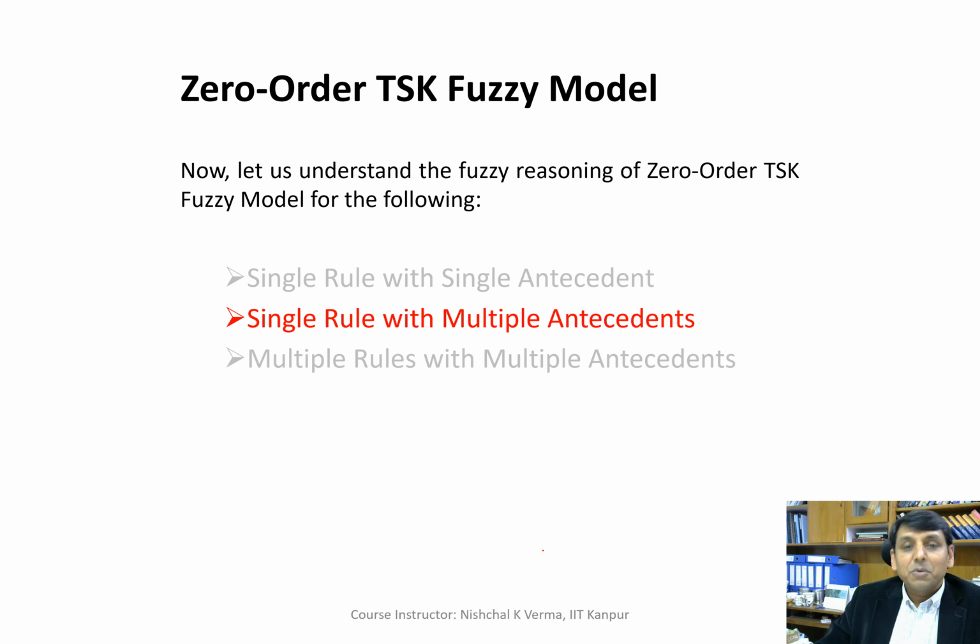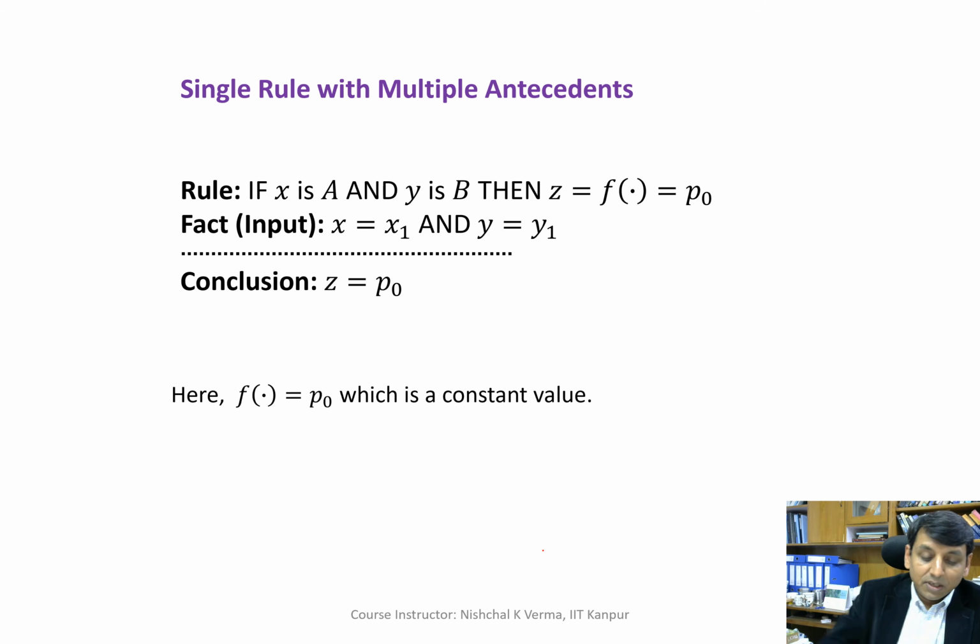Alright, so now the next case for the zero order TSK model would be where we can have a single rule but with multiple antecedents. So let us go ahead with this case. Here also we have the zero order, and zero order means the output is a constant. The consequent part means the output of every rule is a constant, which is not depending upon the input generic variables. So here also we have P0.